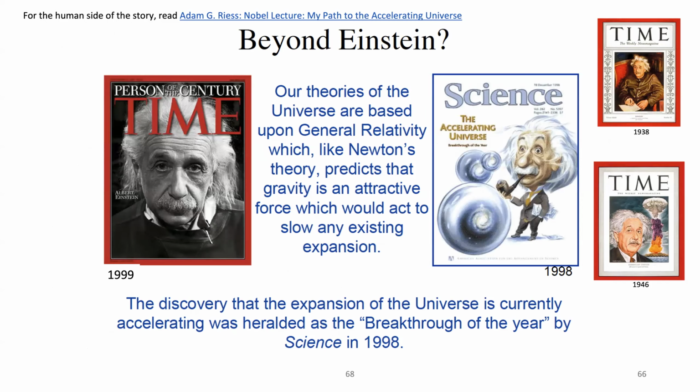Here's Einstein appearing over and over on the cover of Time magazine, dating back to the 1930s. Here he is depicted on the cover of Science magazine in 1998, when perhaps the discovery of the century was made of an accelerating universe. It was the breakthrough of the year in 1998 and led to a Nobel Prize. But it's probably the most surprising thing we've ever discovered about the cosmos.